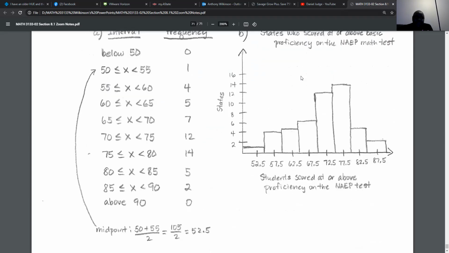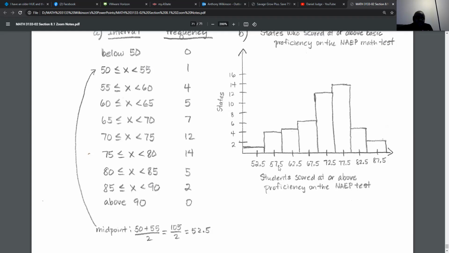And of course, the midpoints, if you recall, what I did here is this. I added the two endpoints together, 50 and 55. That gave me 105. To get the midpoint divided by 2, you'll get 52.5. So this is 52.5 for that first interval, which is 1. And then for 55 to 60, I did the same thing. 55 plus 60, that's 115. 115 divided by 2 will be 57.5.